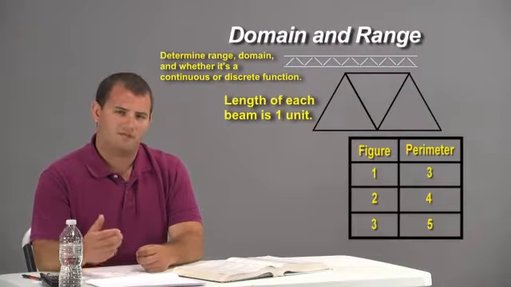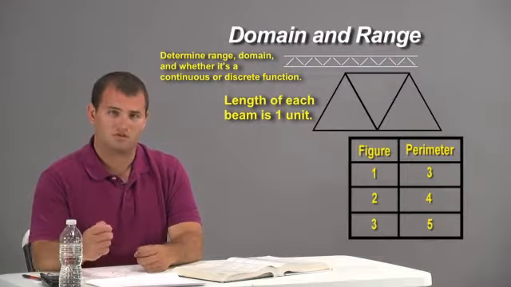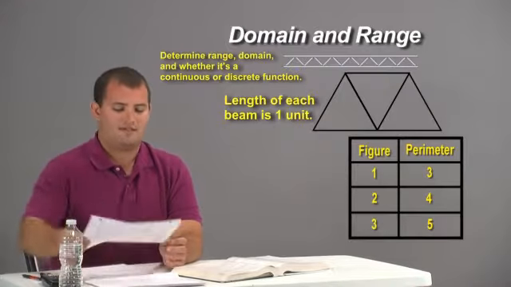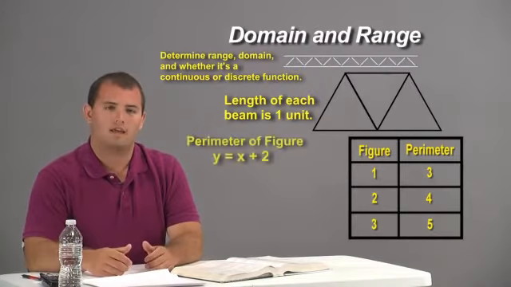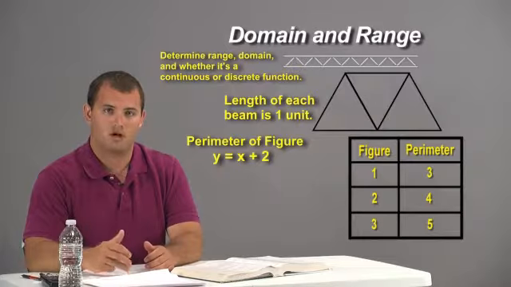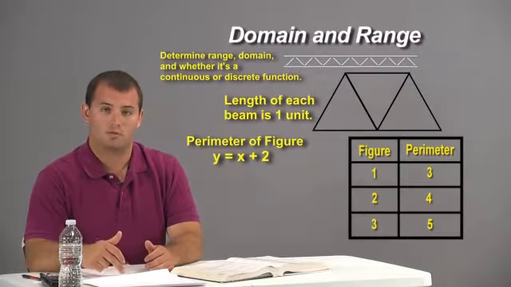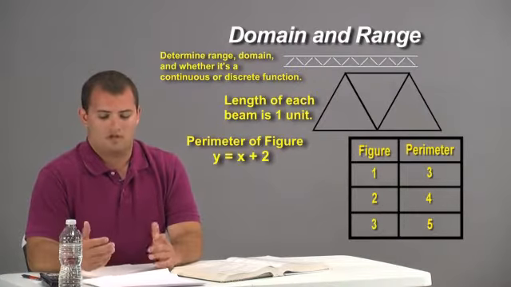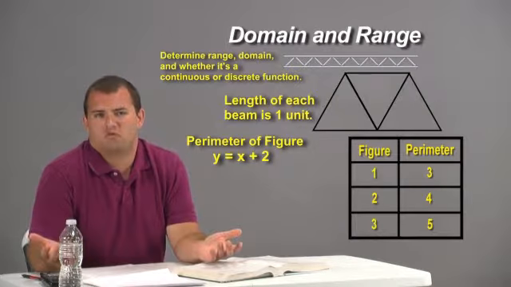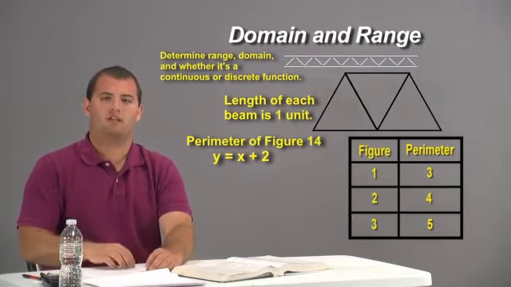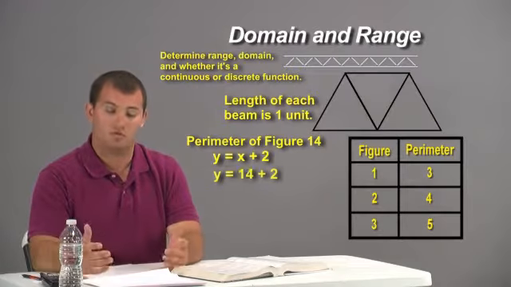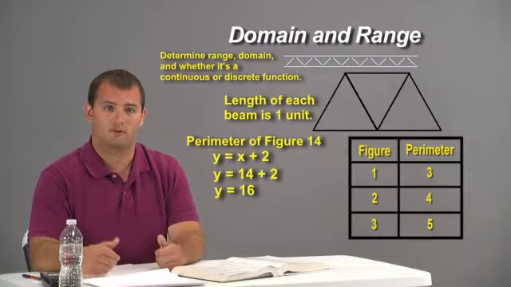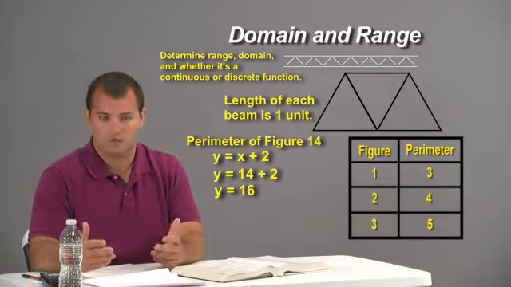Now, let's try to develop a function for this information by using the slope of a line and the slope-intercept form of an equation. And I say that this information can be modeled by the equation y equals x plus 2. The perimeter of a figure is equal to the figure number plus 2. Now, let's play with this a bit to determine the perimeter of a figure, say, figure 14. We simply input 14 into our equation, substituting it for x. So y equals 14 plus 2. Therefore, y equals 16. So the perimeter for figure 14 is 16 units.